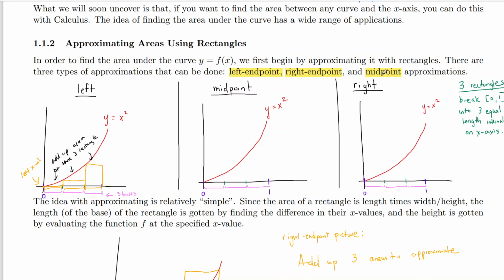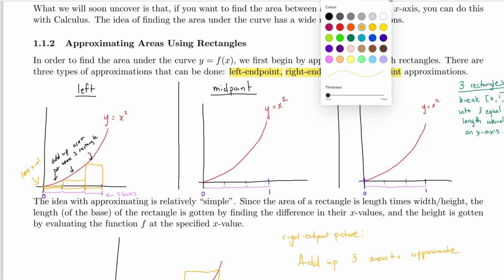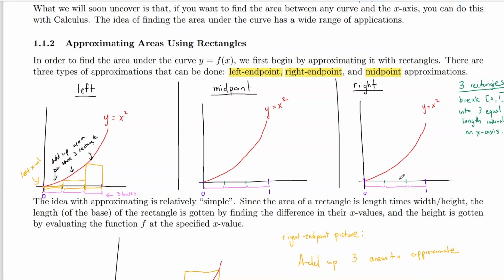I'm going to jump to the right one because the midpoint, it's not really more challenging necessarily, but it probably makes more sense after we do the right one, since the right one's so similar to the left. Well, all you do is you do the same thing, except you use the right endpoints. So our first interval is from 0 to the first green. Now the rightmost point here is actually on the green part, and that will be the x value we use for the first one. If you want, you can just draw in as you go, because now you've seen how it works.